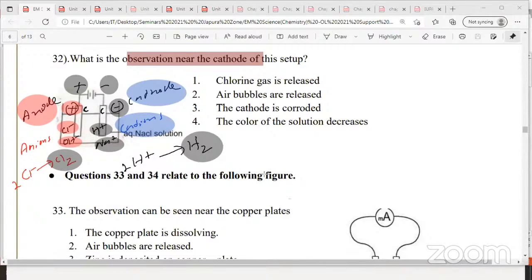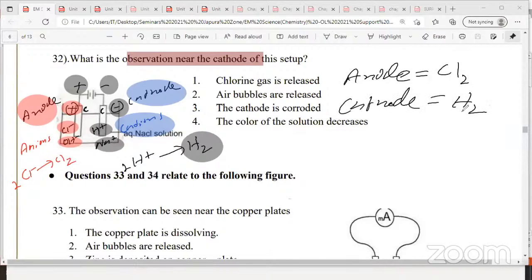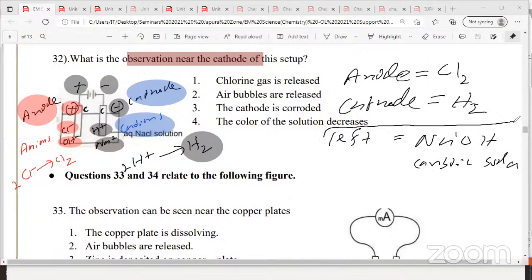So what is left in the solution? NaOH. You get three valuable products. Near anode, what is the gas coming out? Cl2. Cathode, what is the gas coming out? H2. What is left in the solution? Sodium ions and hydroxyl ions become sodium hydroxide, which is called caustic soda. If you pass electricity through sodium chloride solution, you get this valuable product left behind. What is left behind in the solution?